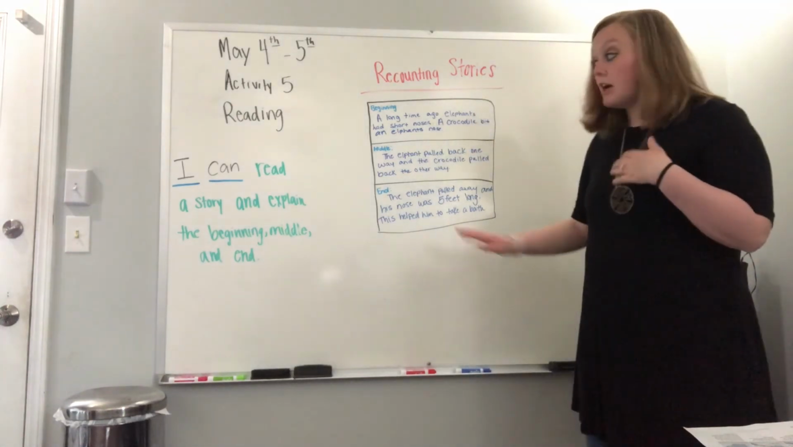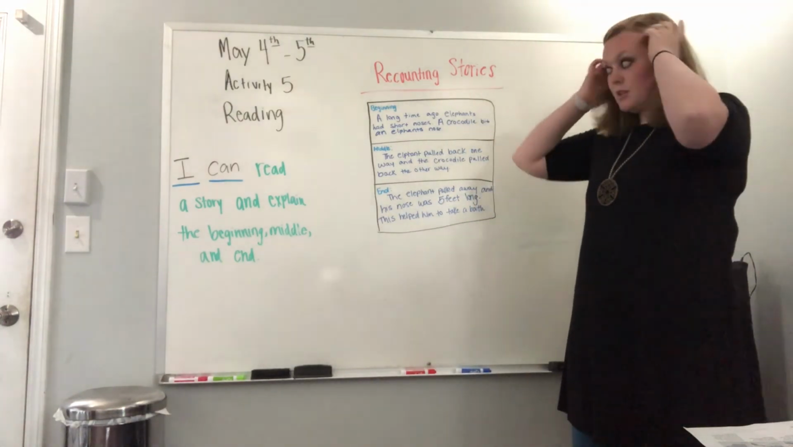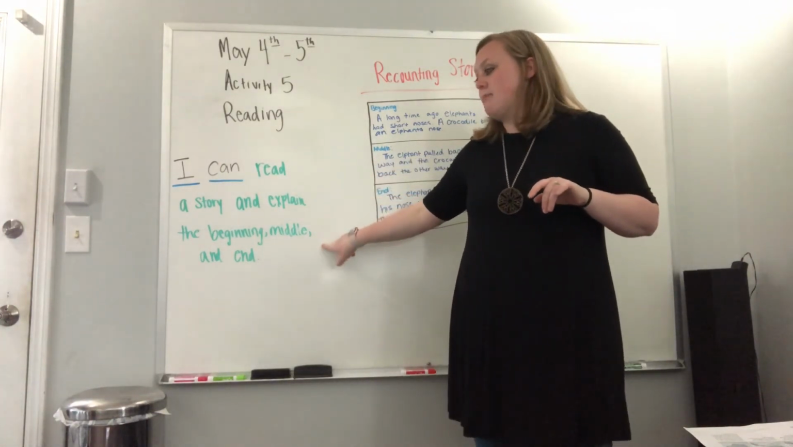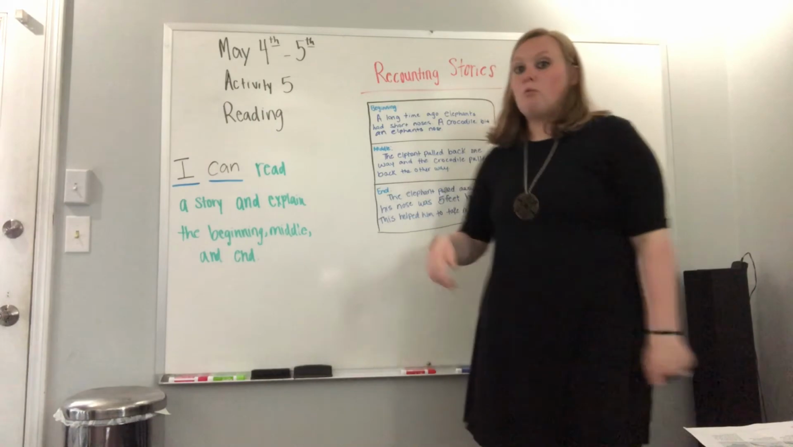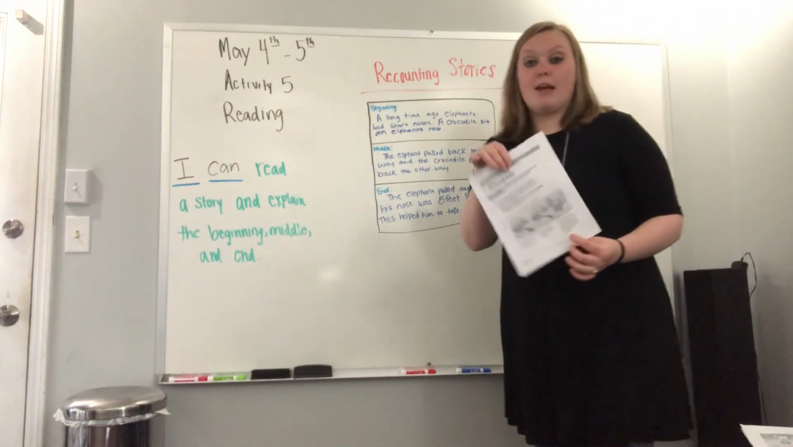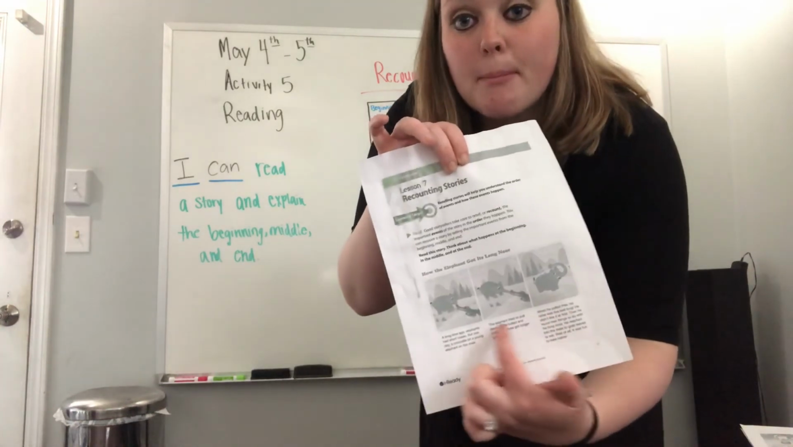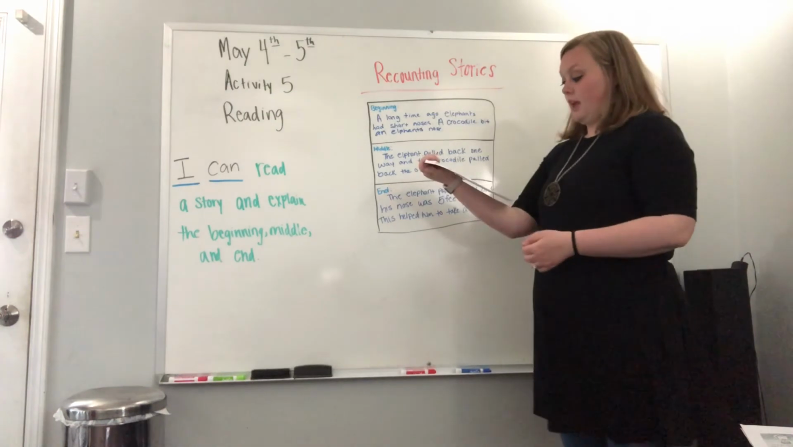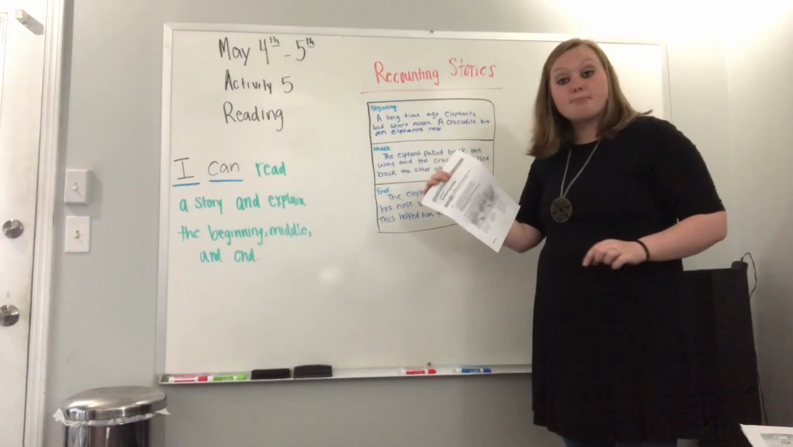I'm just going to go over what we talked about. Okay? So we knew at the beginning we were working on I can read a story and explain the beginning, middle, and the end, right? Great job. We just did that, right? So then we read the story, right? We read this story right here. Remember it? We stopped and talked about each box. And then we talked about looking at the pictures and how that's important.